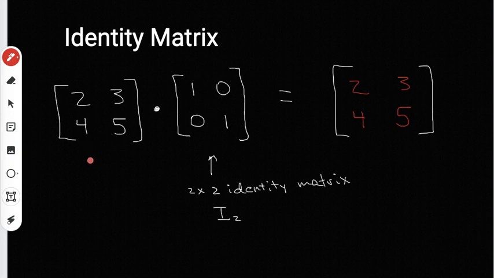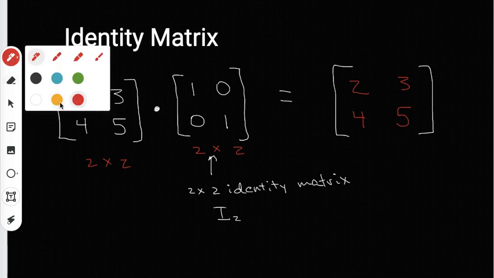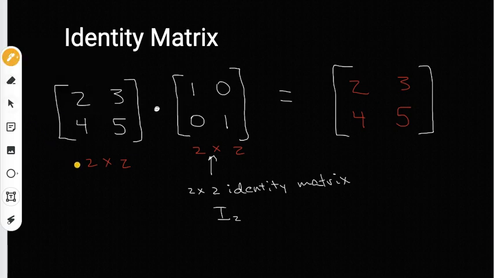So first of all, notice that this is a 2 by 2 because it has 2 rows and it has 2 columns. But this matrix, the 2 by 2 identity matrix, it's also a 2 by 2, right? So it also has 2 rows and 2 columns. The inside numbers always have to match up when we multiply, and these do match up. The 2 and the 2 are going to match up. So I can actually multiply these together.